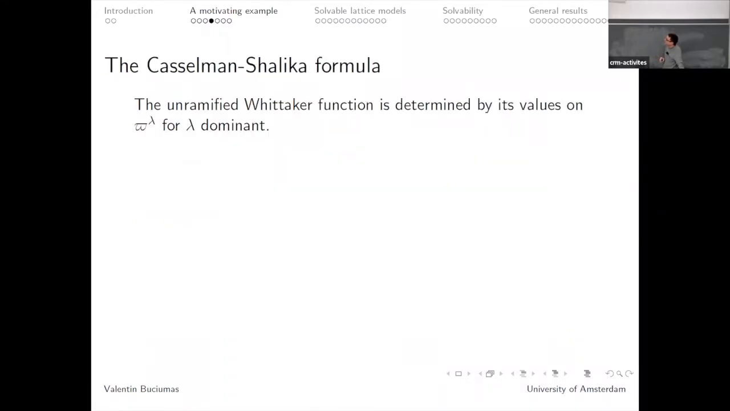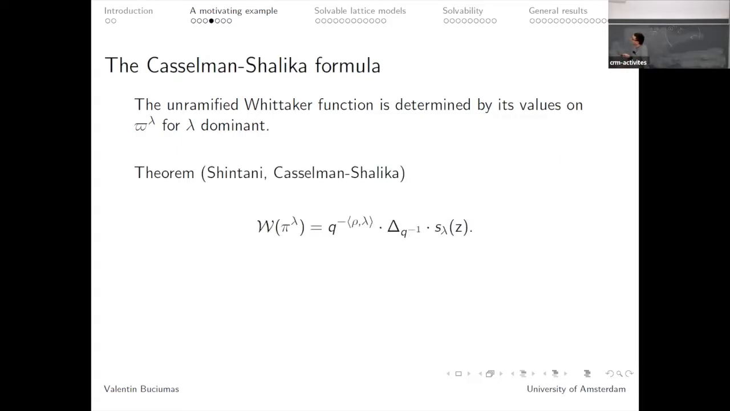And there is a formula for such functions, which is called the Casselman-Shalika formula. Because of left and right invariance, the values of these unramified Whittaker functions will be determined by the values on var pi to the lambda for lambda dominant. So var pi to the lambda is just an element of the torus, which has entries var pi to the lambda 1, var pi to the lambda 2, and so on. Once I understand these values, I understand all values of the Whittaker function. And a theorem by Shintani in the GL_R case, and Casselman and Shalika in more generality, gives you these values.